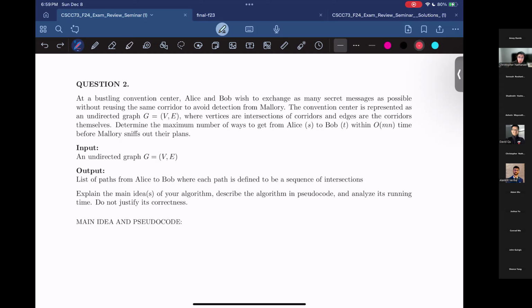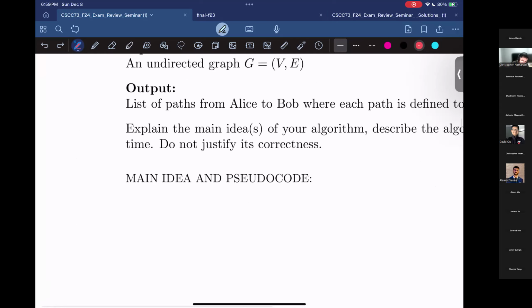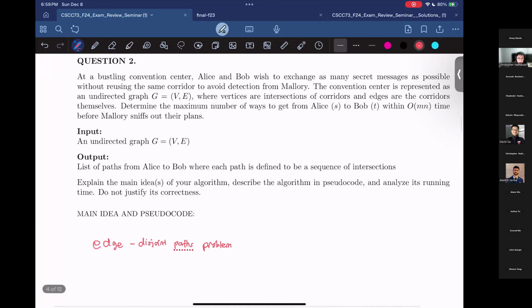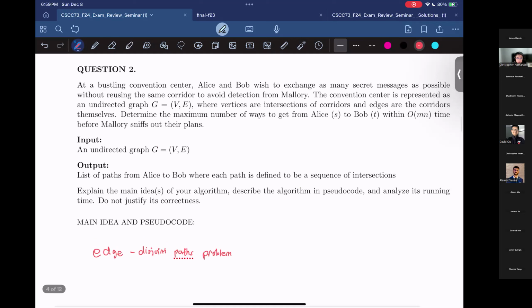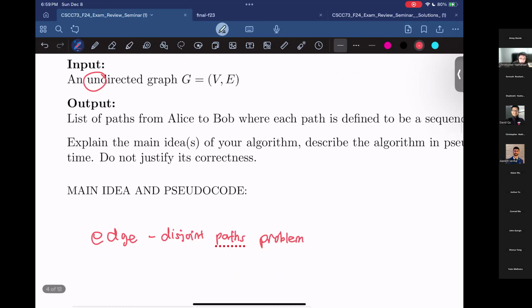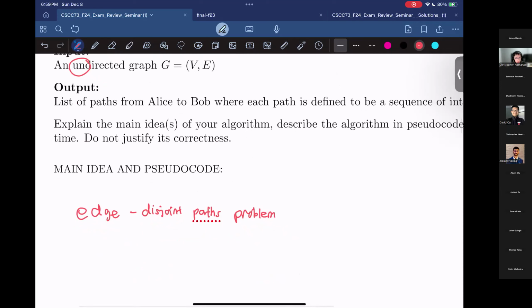Yep, so yeah, it is a flow. It will be solved with flow, but the answer that you need to be looking for is the edge disjoint paths problem. But what is different than just using the edge disjoint path algorithm in this case for this question? It's undirected, right? It's undirected, so we can't just use it directly. We need to consider some edge cases.